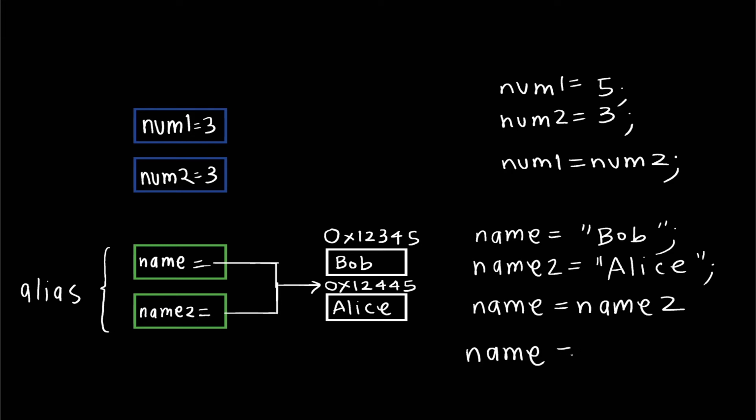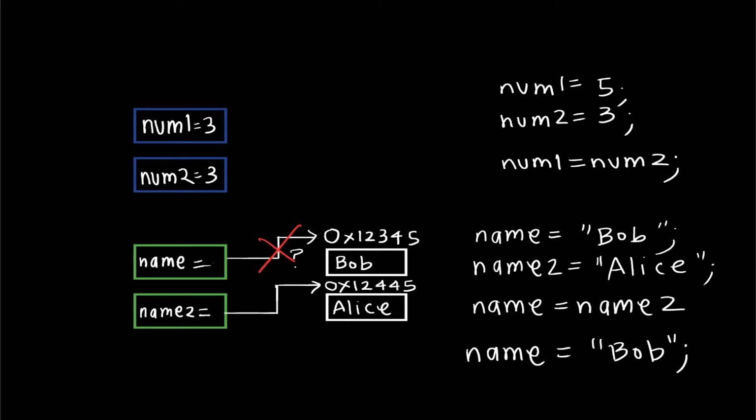Now next we reassigned the name variable back to Bob. Now what do you think happens when we reassign the value back to Bob? Does Bob's address automatically just change back to the previous address of memory that was allocated to store the value Bob in it? And the answer is no, it does not.